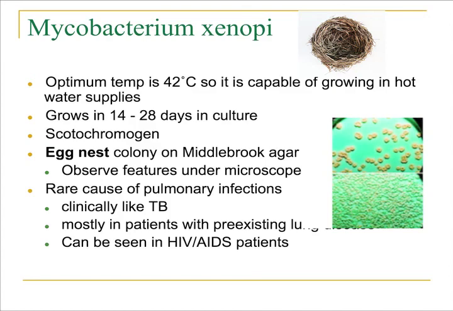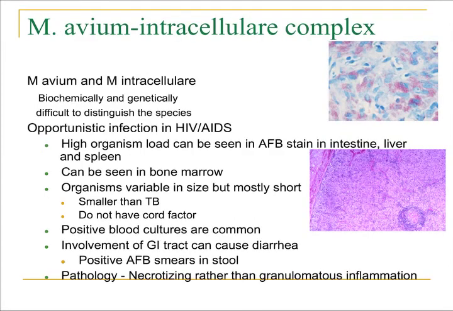The next slide is discussing Mycobacterium avium-intracellulare complex. M. avium and M. intracellulare are two different species of mycobacteria, but they're so alike biochemically and genetically, it's difficult to distinguish the species. So no one really spends the time to do so, and it's maintained its notoriety as a complex, often known as MAC. It causes opportunistic infections in HIV/AIDS, with high organism load being seen in the lung, intestine, liver, and spleen. Due to dissemination, this organism can also be seen in the bone marrow.